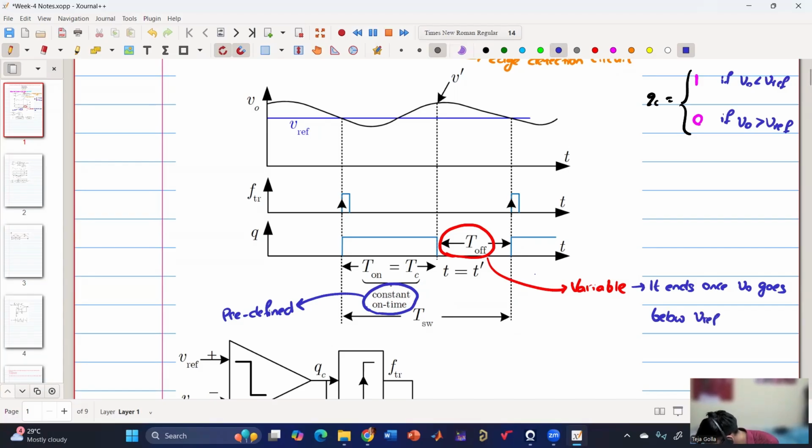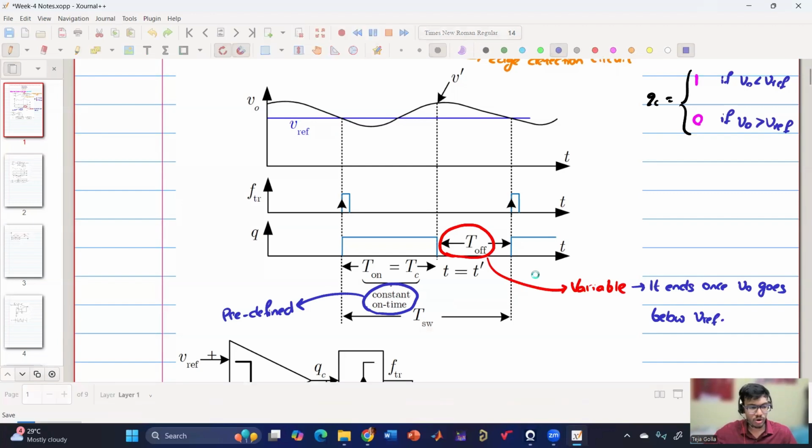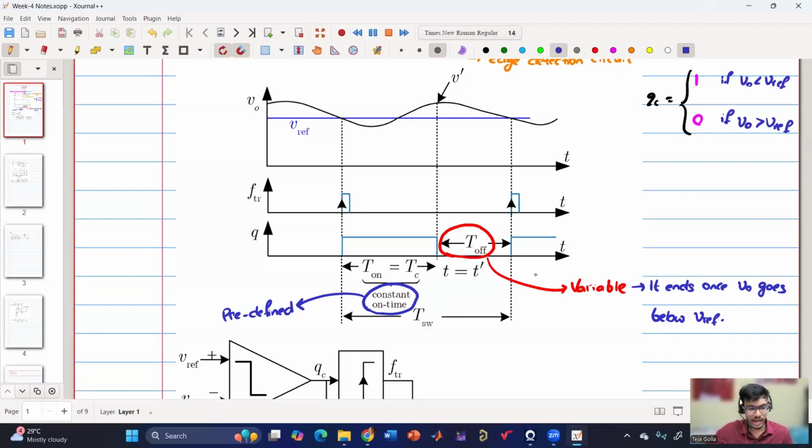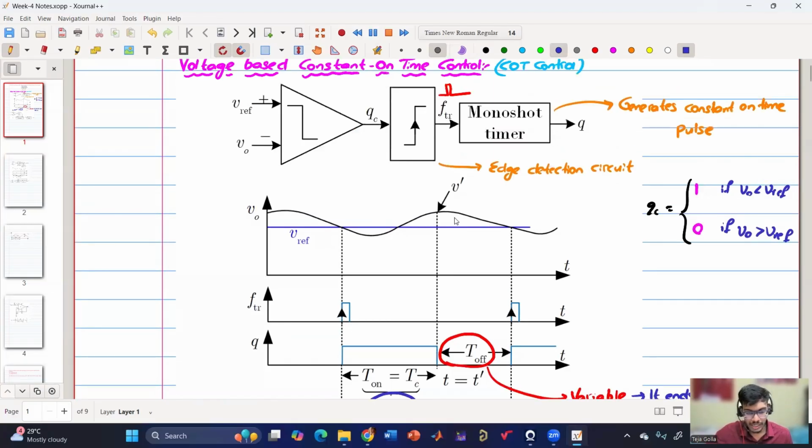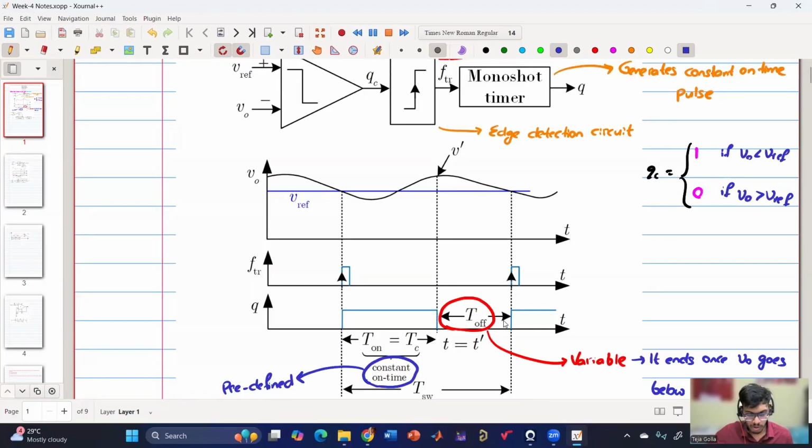So what does it mean? Once V naught again goes below V reference, it means that it has to be charged. So the constant on time will charge it and then it will remain off. So the important question is, is this off time always fixed? Because V naught is discharging, and once it goes below V reference, on time comes again. So how is this a variable off time?